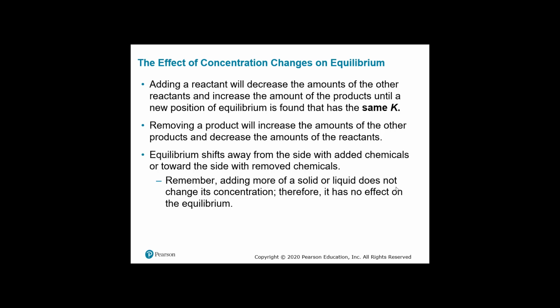Removing a product will increase the amounts of the other products and decrease the amounts of the reactants. Why? Because you're removing something again. That's a stressor, and the equilibrium is going to cover that part that's been removed. So it's going to push the reactants towards more product. In doing that, it's going to create whatever other products have to be produced to cover the one that was removed. The equilibrium shifts away from the side with added chemicals or toward the side with removed chemicals.